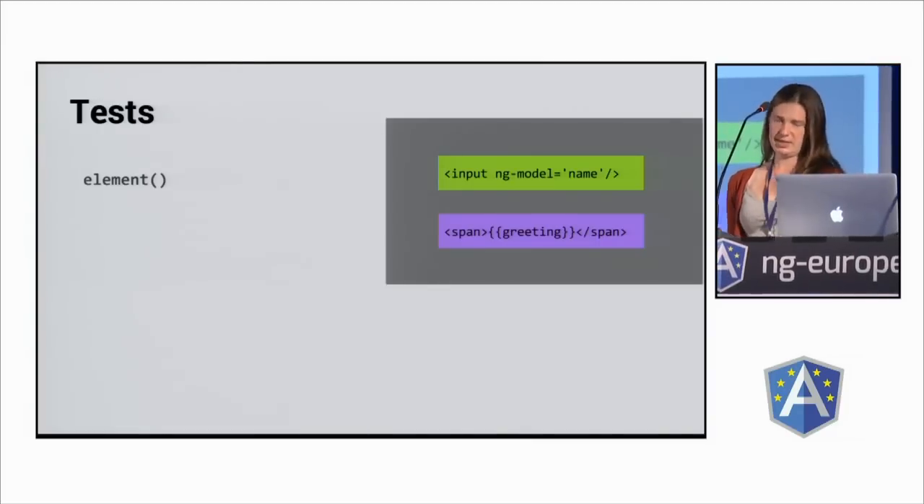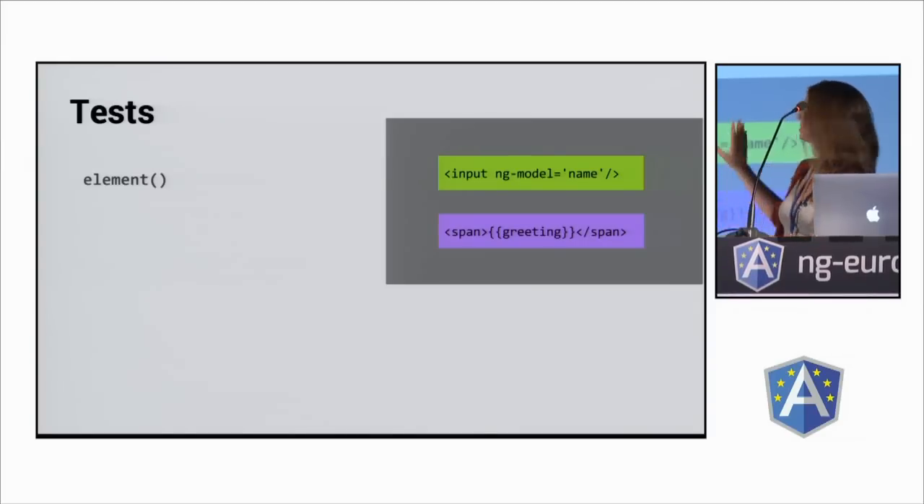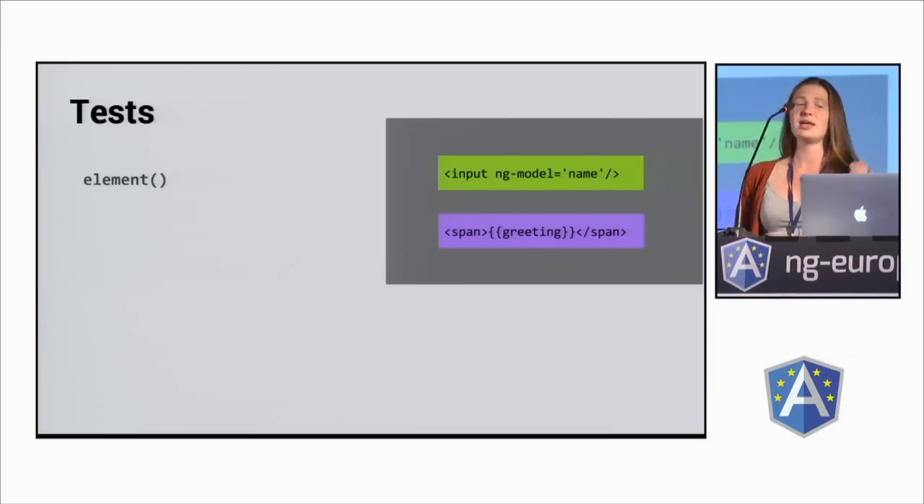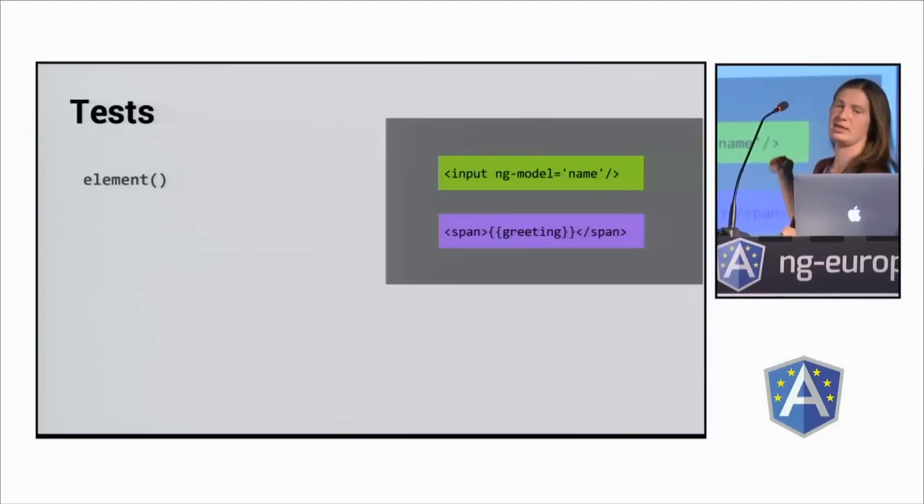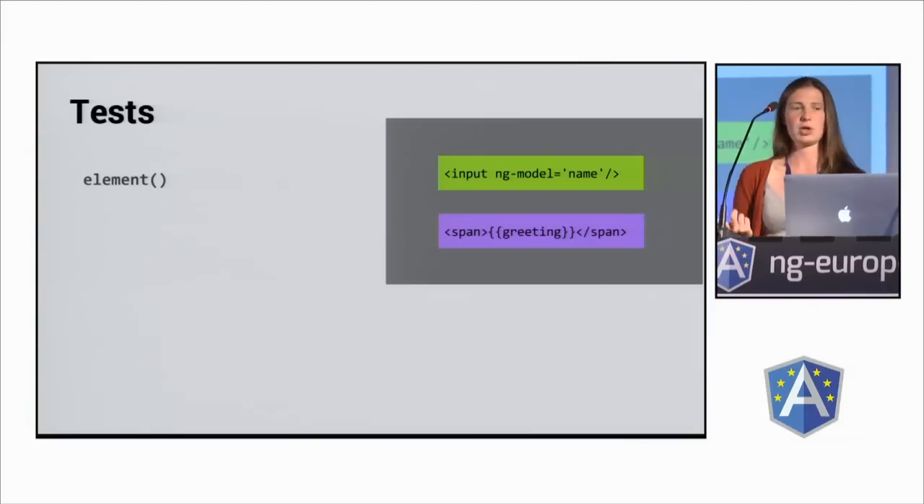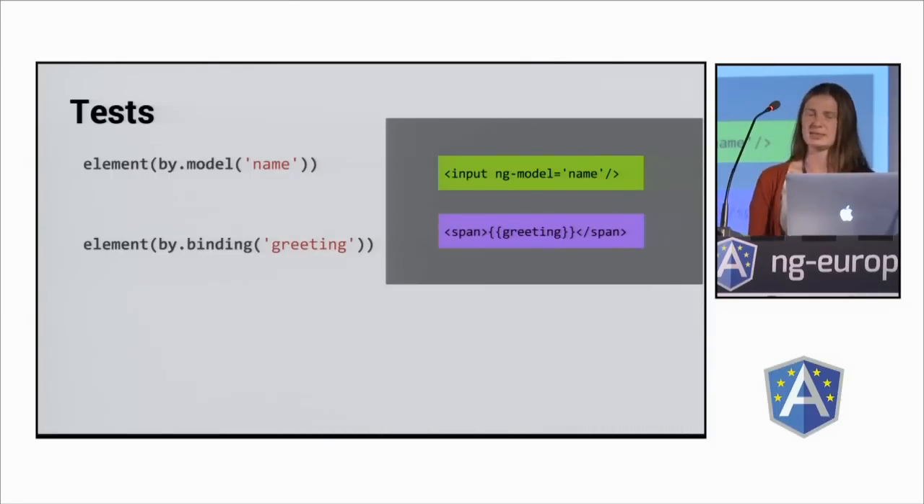So say you had a web page like this. I've learned from material design that we don't do curved corners anymore, so this is my material design homage. And so we've got an Angular app with an input and something that's bound via interpolation to something called greeting. So you could find these elements by using these special selectors that Protractor gives you, which are by model and by binding. And then you just put in the name as expected.